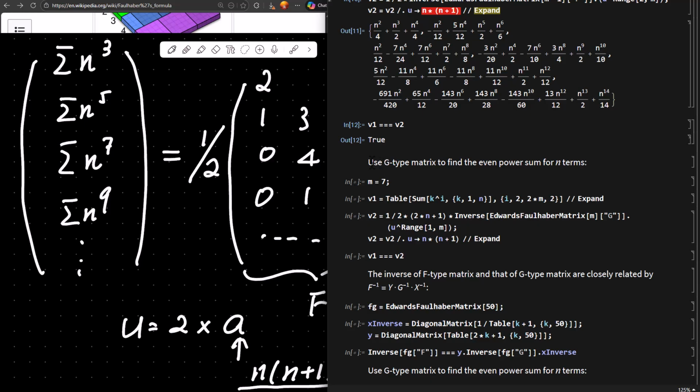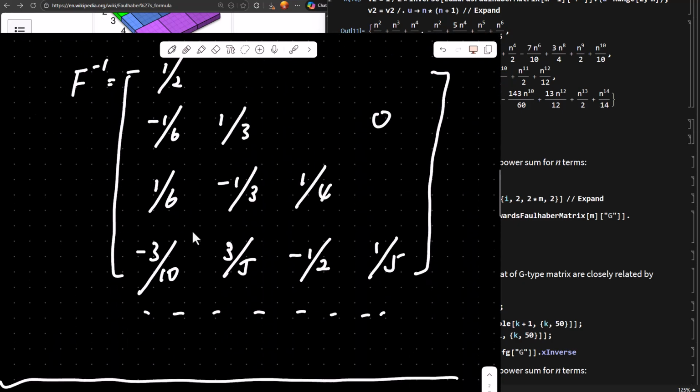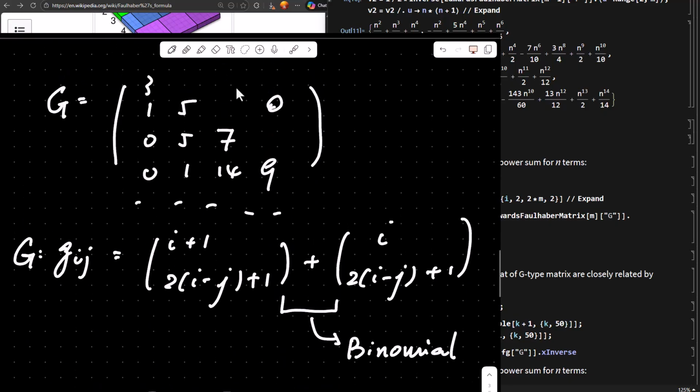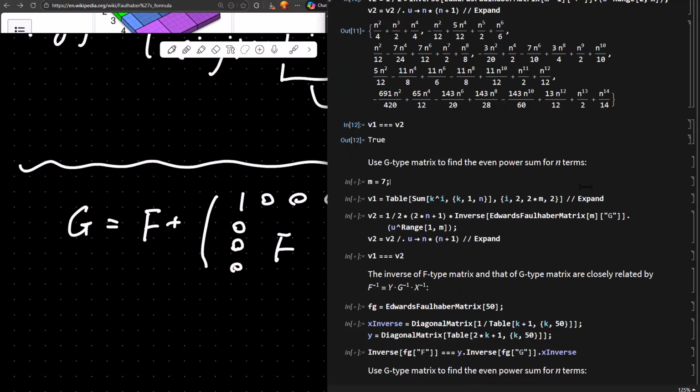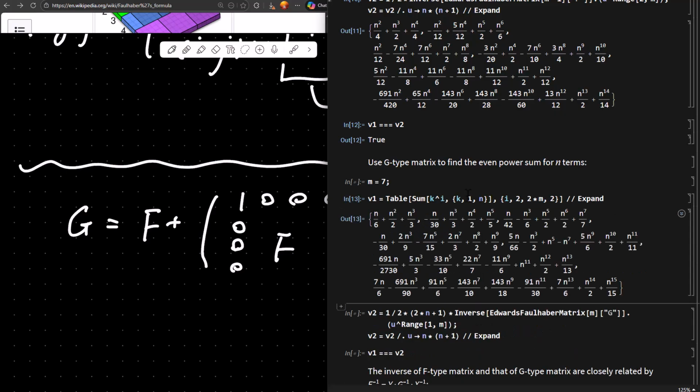And let's take a look at the g-type. The g-type is for the even powers. Let's go back to our notes. We do have a formula for g, but we can skip that and use this formula directly. And f plus 1 and this is f minus 1. So for the power sum for each I from 2 to 14, and the step length is 2, it only includes even power sums.